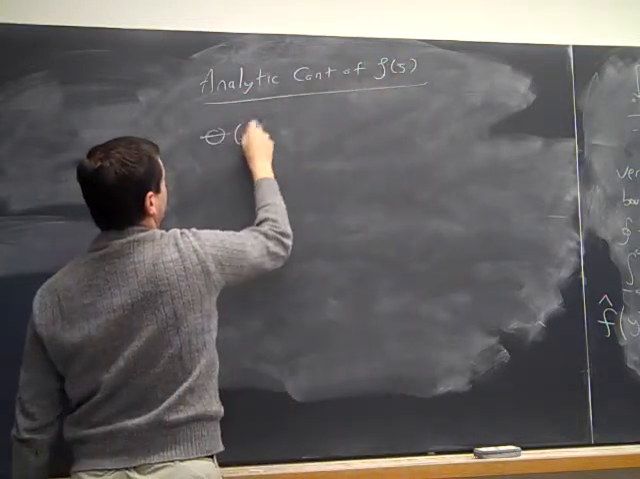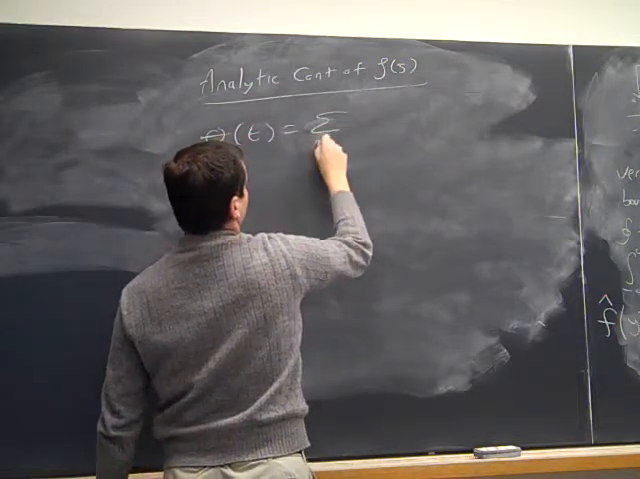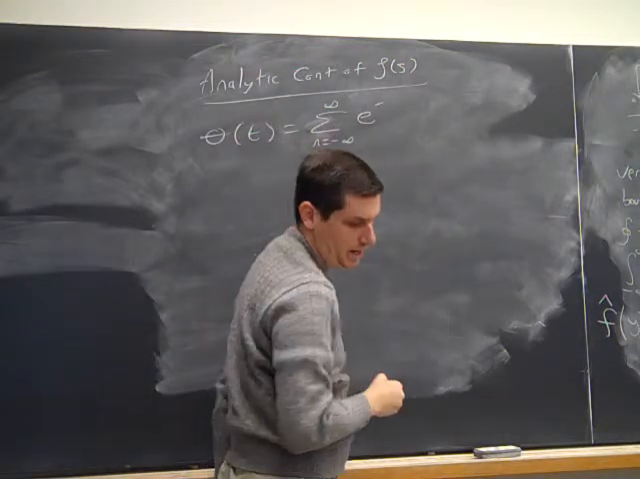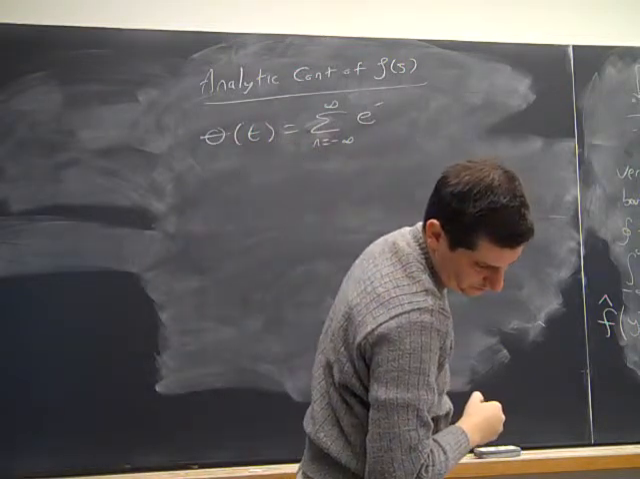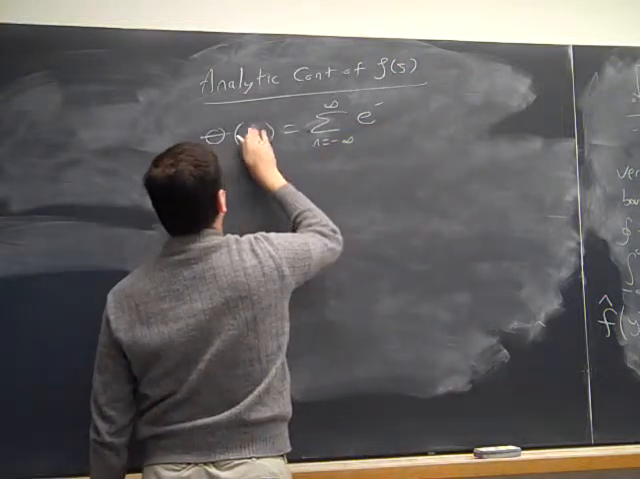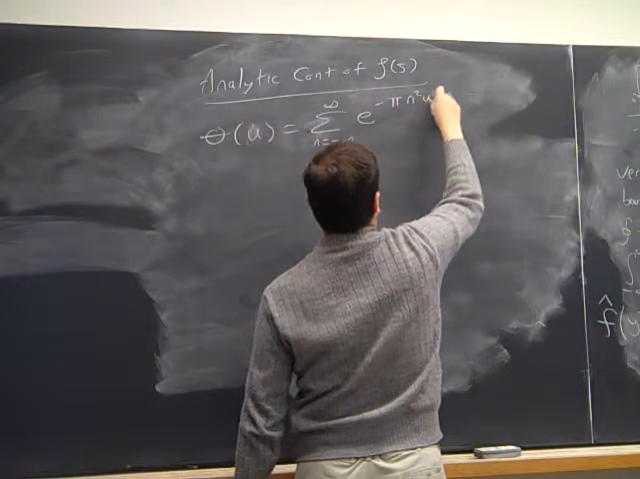So I'm going to define theta of u to be the sum from minus infinity to infinity of e to the negative pi n squared u. There's lots of different ways. And we're going to use the letter u because the book likes to use u.